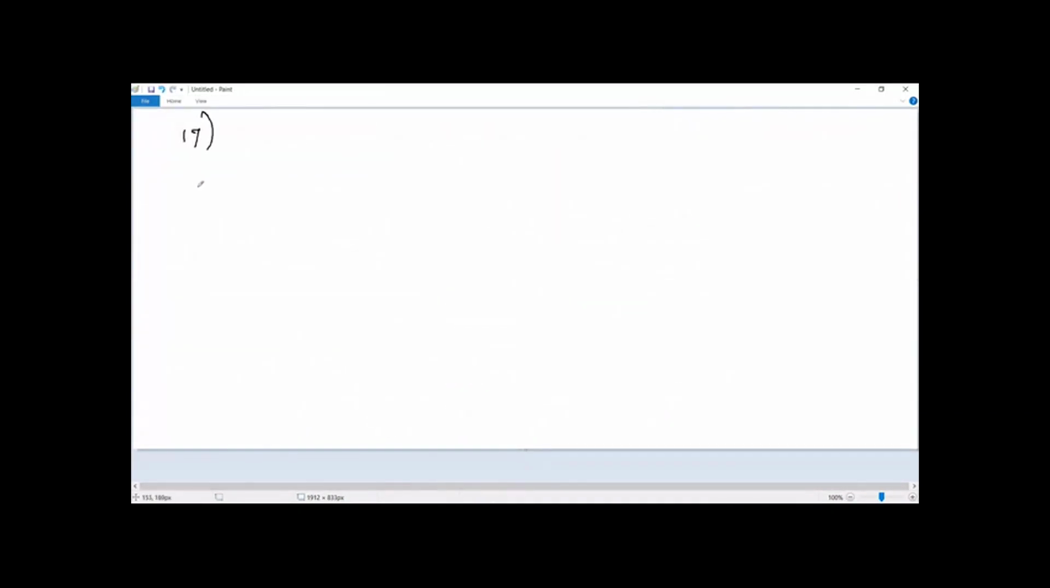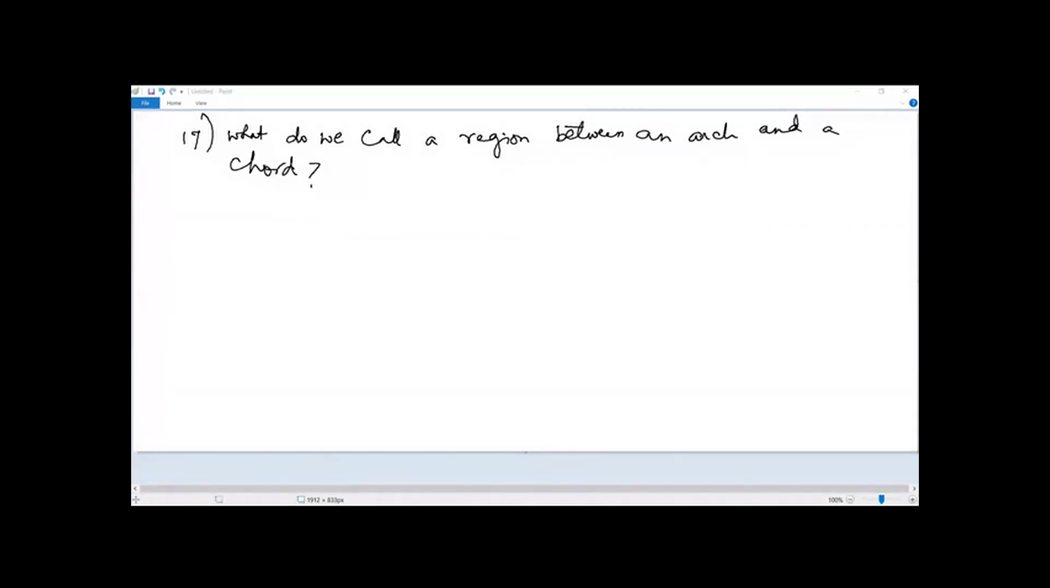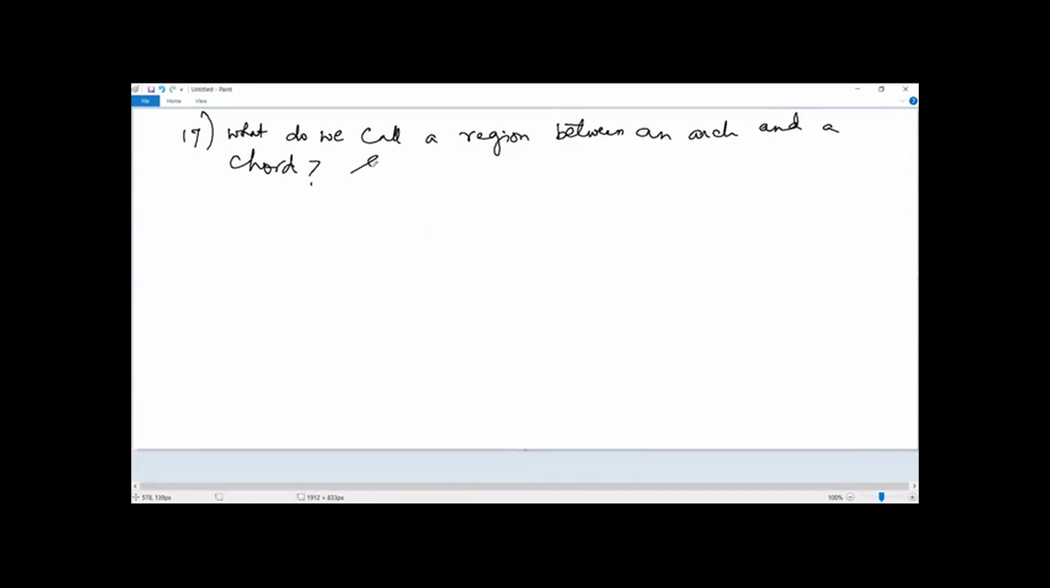Next question. Question number 17. What is the region between an arc and a chord of a circle called? What do we call a region between an arc and a chord? It's very easy. Sahana? Segment, ma'am. Segment, correct. So segment is the answer.